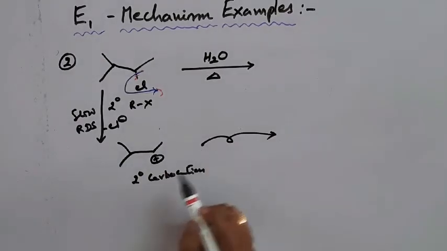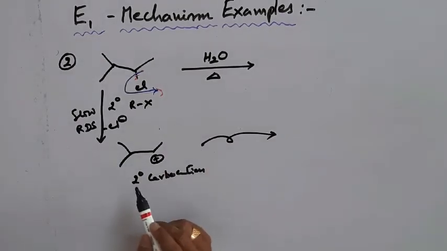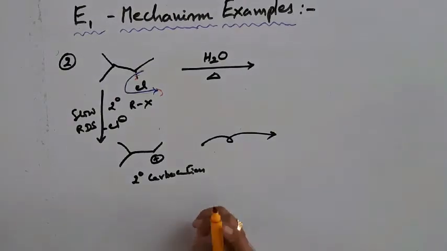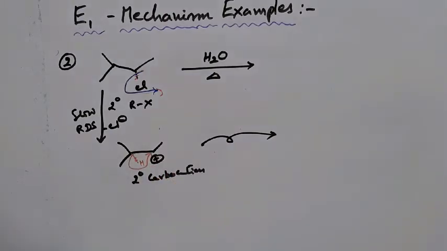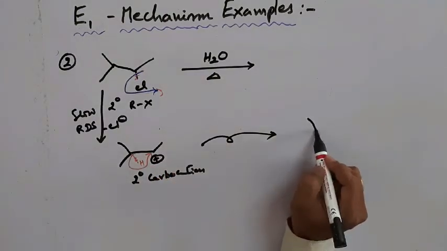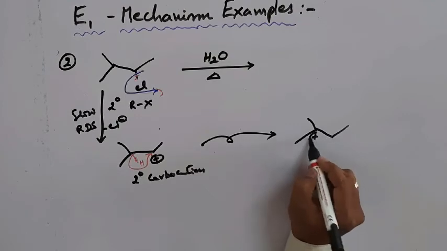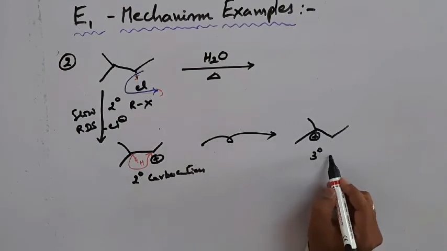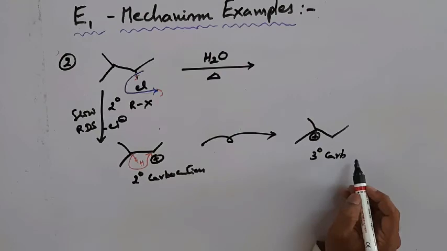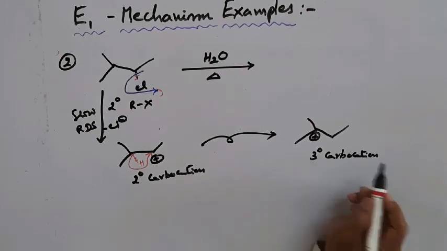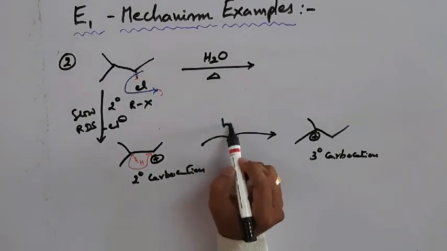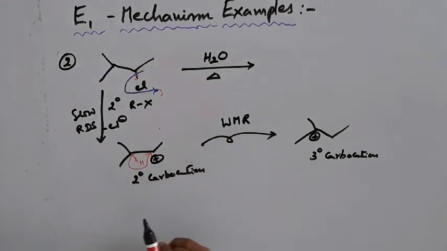However, the secondary carbocation is not stable and there is a possibility here to convert itself into a tertiary carbocation because of the 1,2 hydride shift that I am going to show here. This is the 1,2 hydride shift. Okay, as a result, I am going to get this carbocation. Now this is a tertiary carbocation. Therefore, always in E1 reaction mechanism, there is a possibility of a rearrangement. This rearrangement is called as Wagner-Meerwein rearrangement.